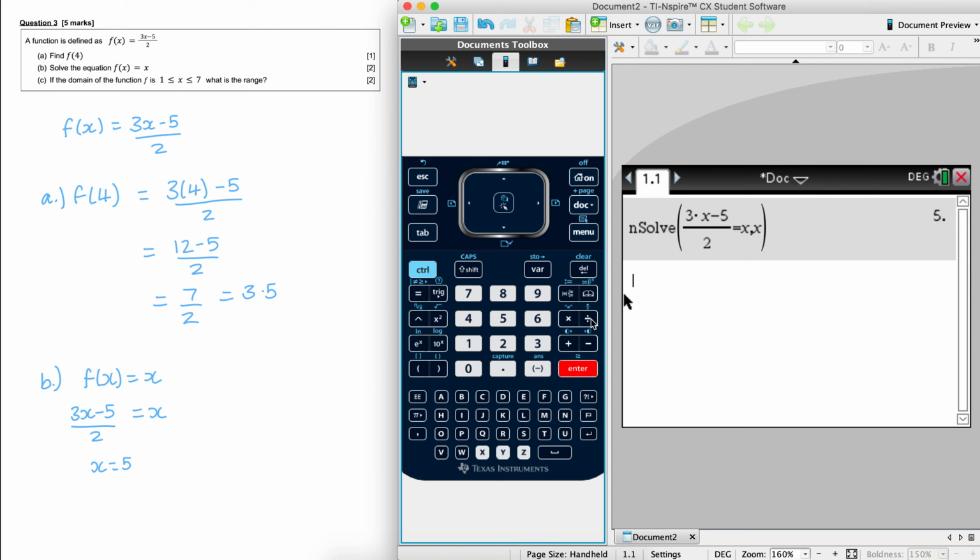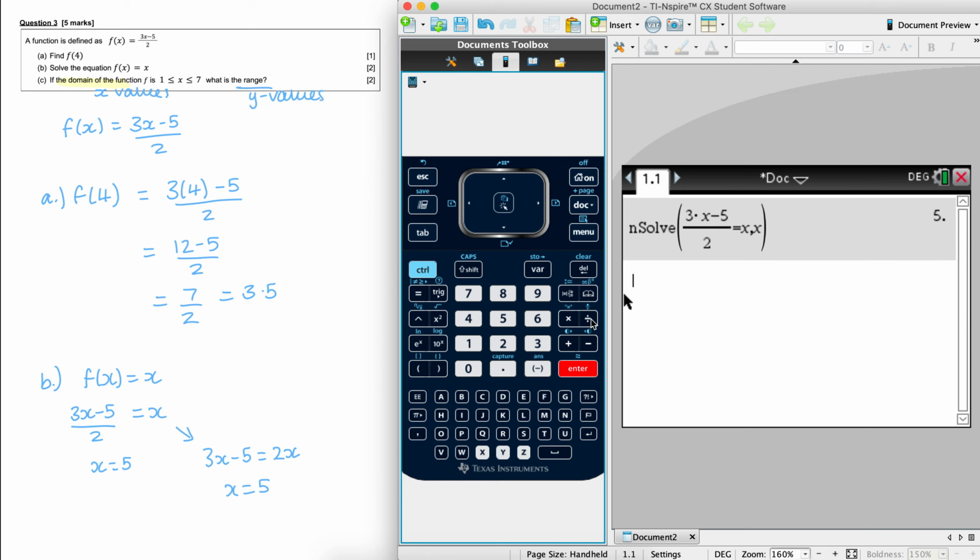Okay, so if you were doing that by hand, we would have 3x minus 5 is equal to 2x, where I've times by 2. Then I could subtract the 2x and add the 5, so I end up with x is equal to 5. And then for part C, if the domain of the function is between 1 and 7, what is the range? So we know that the domain is just the x values, and the range is the y values.